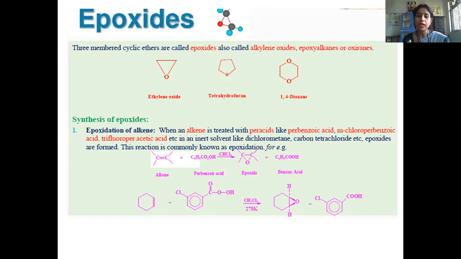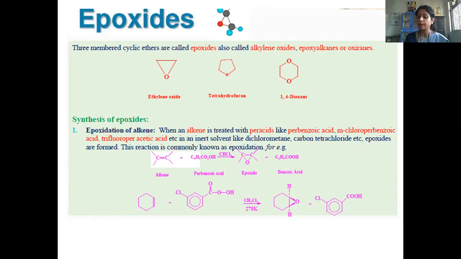So there are 2 methods given. I would prefer that you go for the upper one, the top one. The one below might be difficult for you to understand. So the easier one you understand and remember. One is by the oxidation or the epoxidation of the alkene. So when an alkene reacts with a per acid.